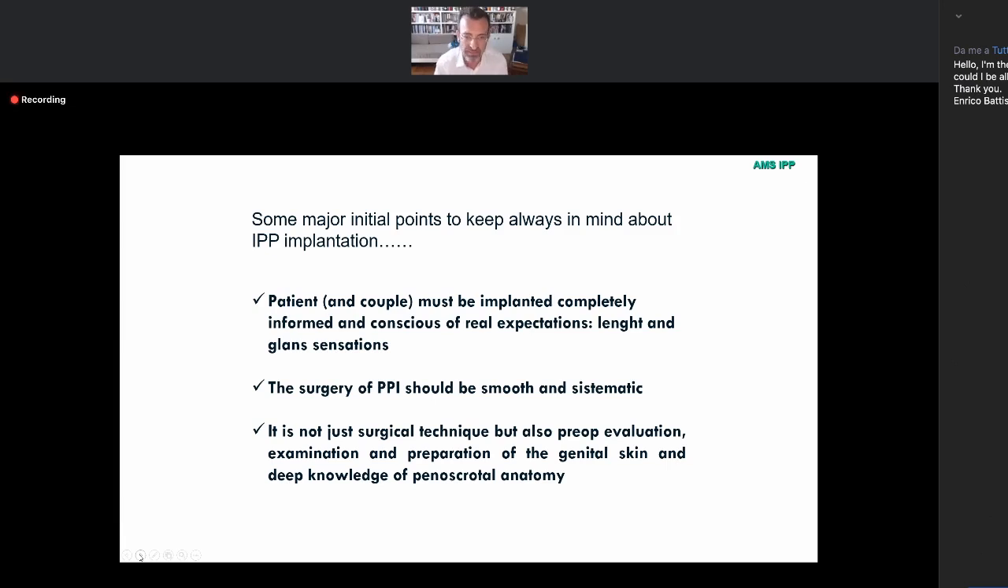And finally, it's not only the surgical technique. It's important, the preoperative evaluation, the physical examination of the patient, preparation of the genital skin, especially a few days before the surgery, and also a deep knowledge of the penoscrotal anatomy. Let's go ahead, Russell, please.